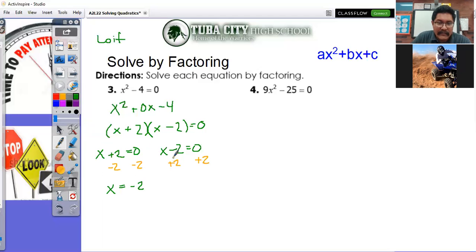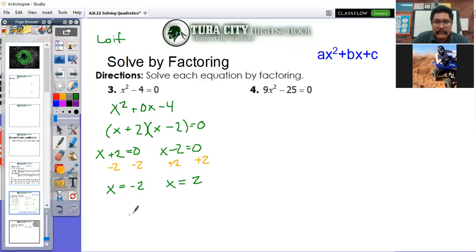But we also have a second option, because if you have a power of 2, you might have 2 solutions. In this case, I add 2 to both sides and x equals 2. Now it's completely solved. Remember, solving means to get the variable by itself, which we did. I like to put my solutions in numerical order, from the least number to the greatest number. Negative numbers are always less than positive numbers, so I'm going to make them go first.